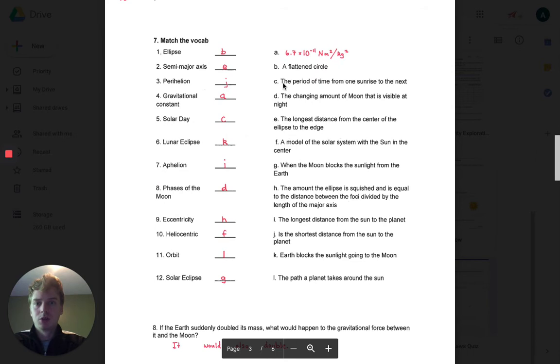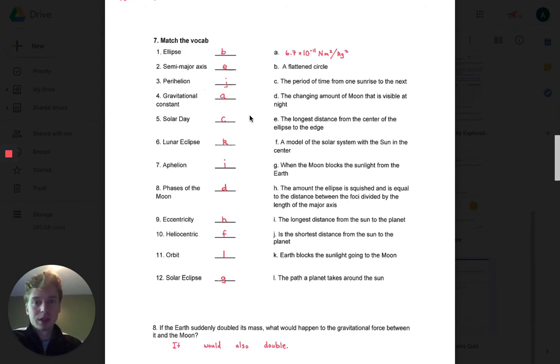For the next one, you had to match the vocab. A lot of these are from our more astronomy-based stuff, and then some of them are related to gravity. So ellipse is just a flattened circle. That's B. The semi-major axis is E, the longest distance from the center of the ellipse to the edge. The perihelion is J, the shortest distance from the sun to the planet. Gravitational constant is A, 6.7 times 10 to the -11th.